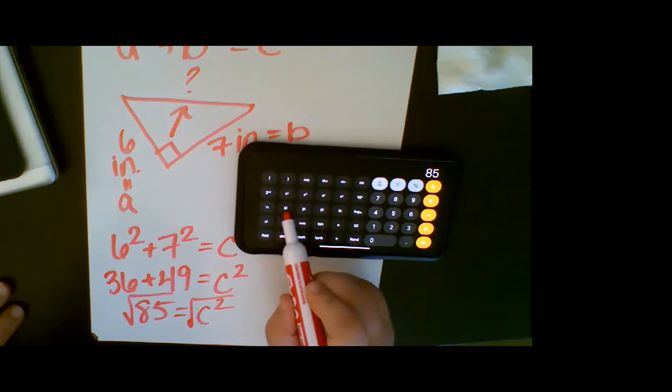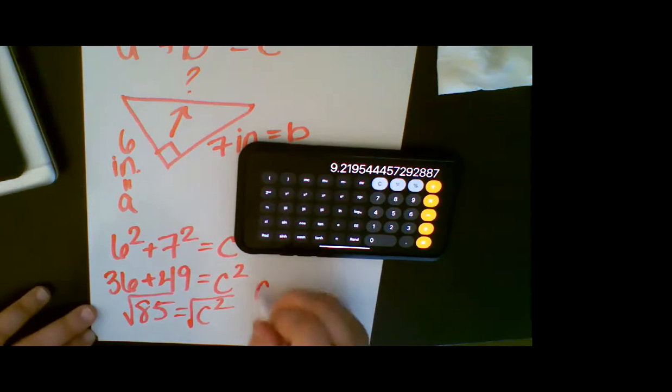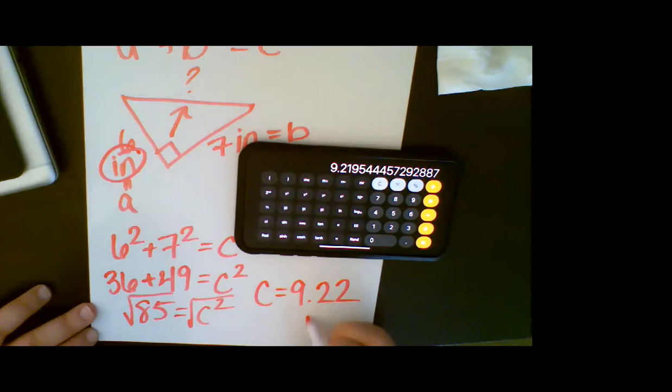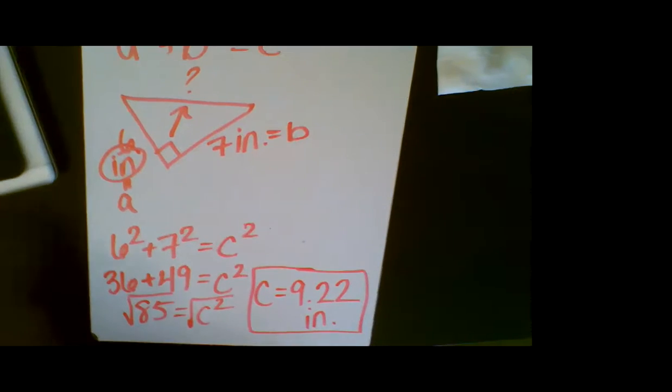Remember, that's the 2 root x button right next to the 1 over x and above sine if you're using an iPhone. When we take the square root, we get this gross decimal, but we can round, no big deal. 9.22 is how long C is going to be. Original units are inches, so C has to be inches as well. Okay. Any questions on how to find the length of the hypotenuse of a right triangle using the Pythagorean theorem?